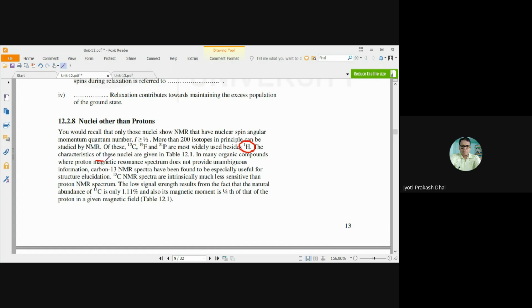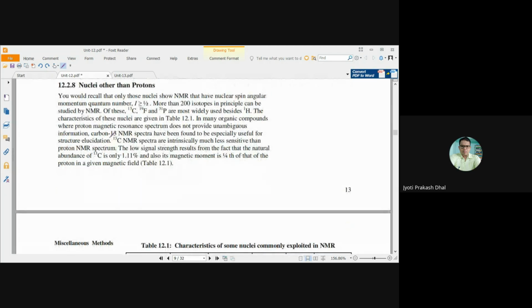The characteristics of the nuclei are given in table number 12.1. In many organic compounds, proton magnetic resonance spectrum PNMR does not provide unambiguous information. So if PNMR does not provide any structural information for an organic compound, then we can go for CNMR, or carbon 13 NMR, which has been found especially useful for structural elucidation. Carbon 13 NMR spectra are intrinsically much less sensitive than proton NMR.